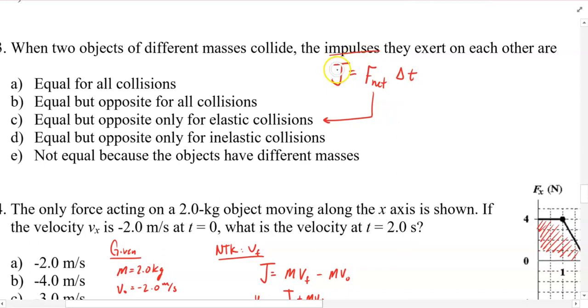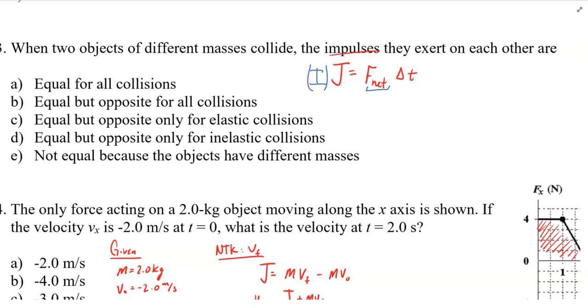Well, remember, impulse, I'm going to go ahead and label that as J, even though our textbook was calling it I for some time. The impulse is equal to the force, the net forces of the collision times the change in time. I just realized I've got this arrow pointing in the wrong spot. Because the net force is the same for all objects that are in the collision.